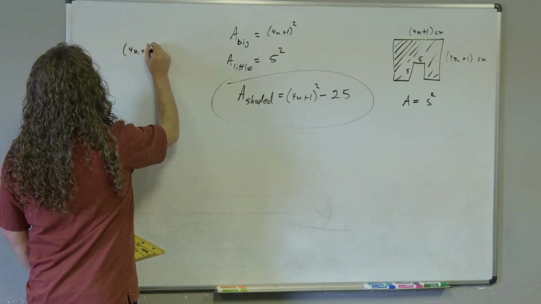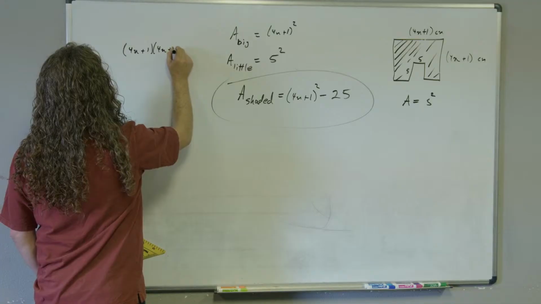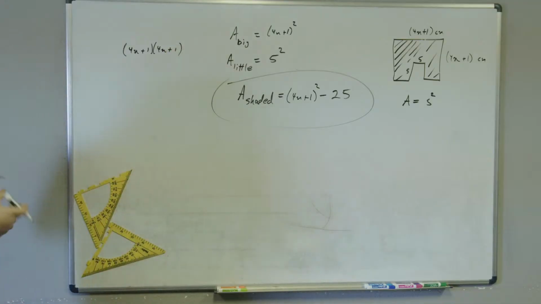4n plus 1 times 4n plus 1. What do we do there? I love that idea. Do you have another one?